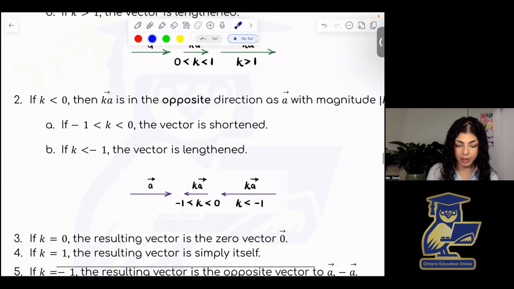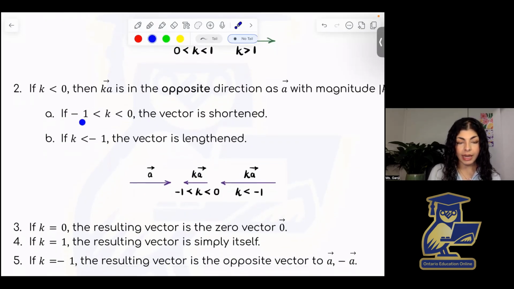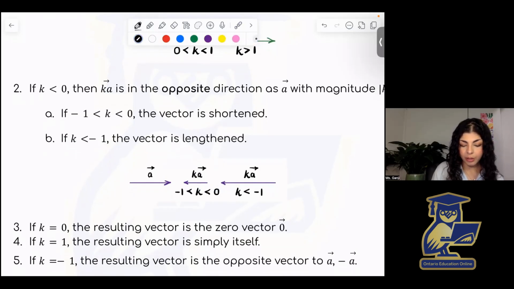So now, starting with a here, see how these two vectors, which are the resulting vectors, are going in the opposite direction. If k is between 0 and -1, then again, we're shortening the vector. And if k is less than -1, then the vector is lengthened. This can also be interpreted as if the absolute value of k is between 0 and 1, and in this case, if the absolute value of k is greater than 1.